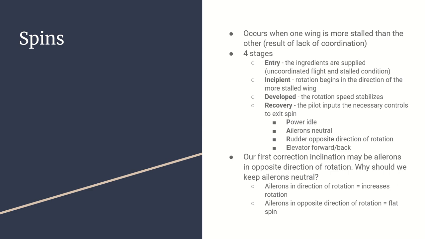So that is why we need rudder in the opposite direction of rotation, and then elevator forward to break the stall, right? That's always how we break the stall, and then back to recover. When we are using the elevator in the forward motion, so we're pushing forward, sometimes you have to do that along with the rudder in the opposite direction to make sure that we have enough airflow over that control surface for it to work properly.